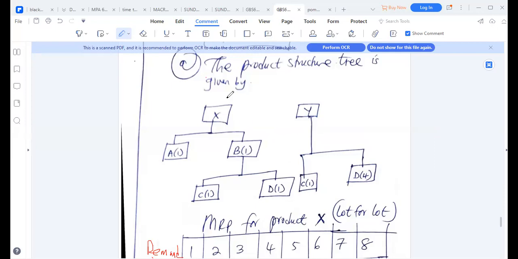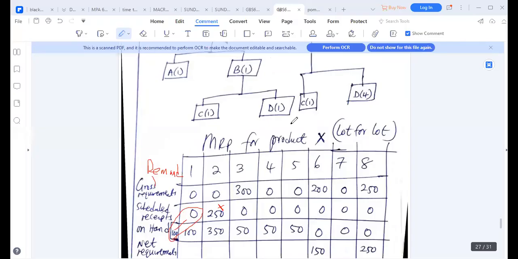Yeah, so here we are looking at the MRP for product X. That is the final product, and then the MRP for product Y. These are the ones, they depend on the MRP for X and MRP for Y. These are the products. So we have the information here which we have to look at.